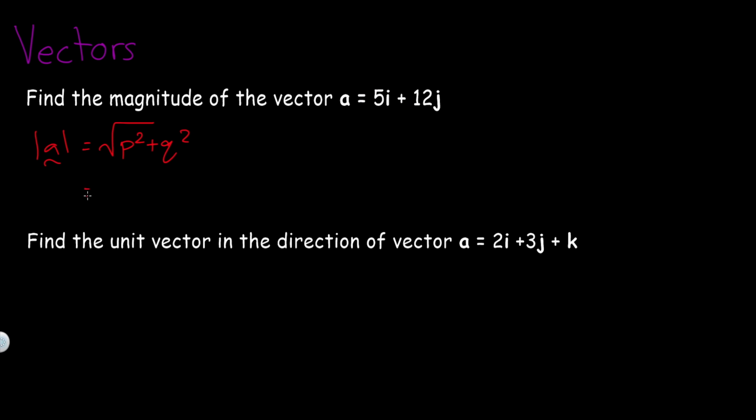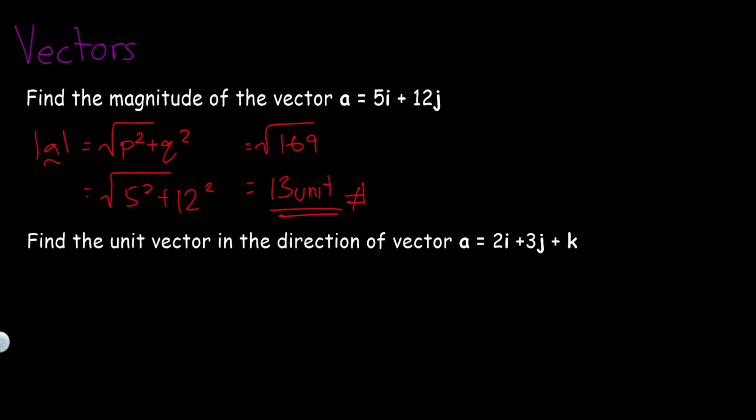So the magnitude of A is equal to the square root of P squared, so 5 squared, plus Q squared, and our Q is 12, so it will become 12 squared. So put this value in your calculator and we will get the square root of 169, and the square root of 169 is equal to 13. And don't forget the unit, that is 13 units. So this is how we get the magnitude of a vector.